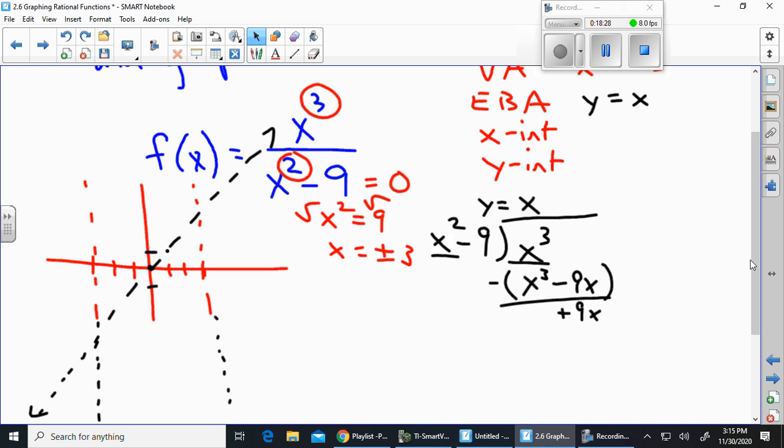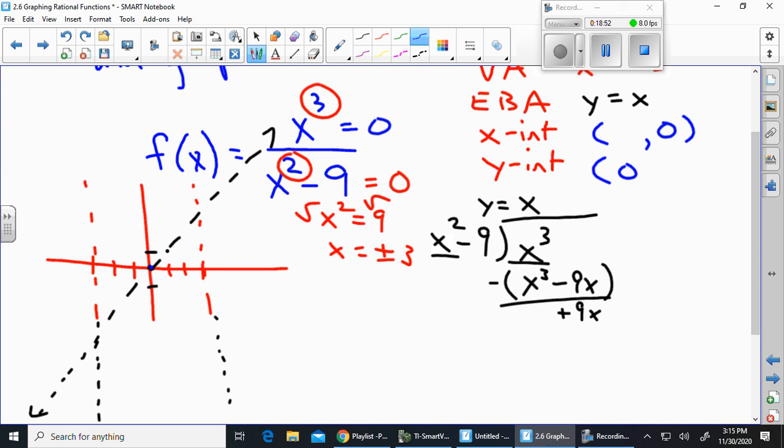X-intercept, set the top equal to 0. The value of x when y is 0. Well, x cubed equals 0. You think that that's 0, but it is actually an intercept. And then the y-intercept, if you plugged 0 in, you'd get 0 over negative 9, which is 0. Okay, so you sort of have this idea, which really means that it doesn't cross the x-axis.